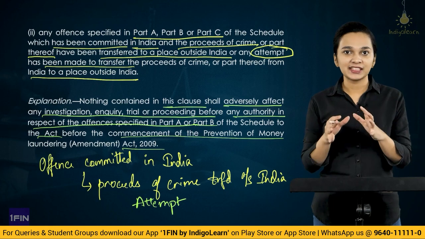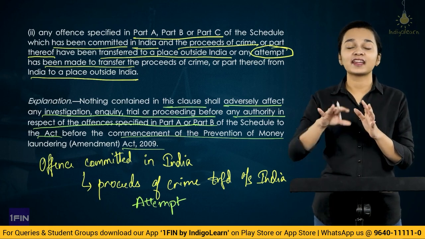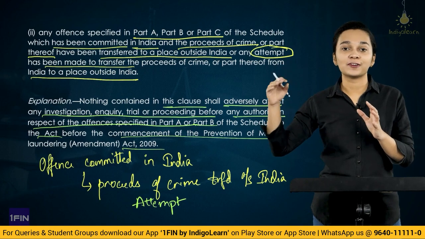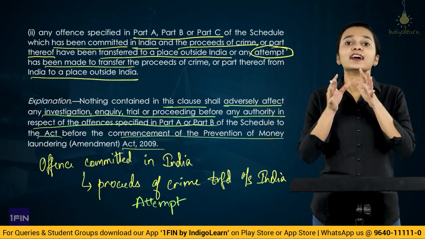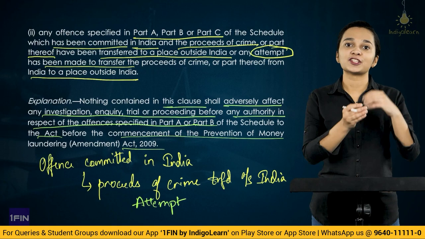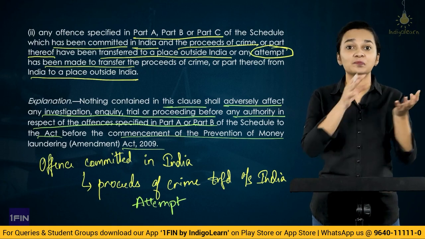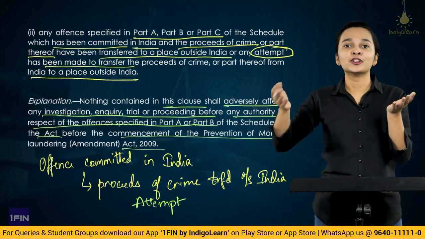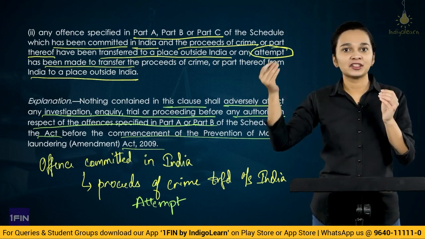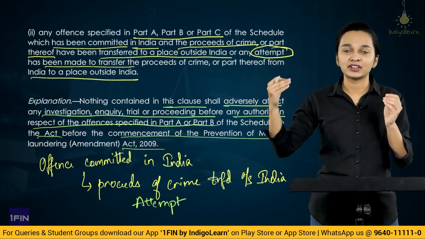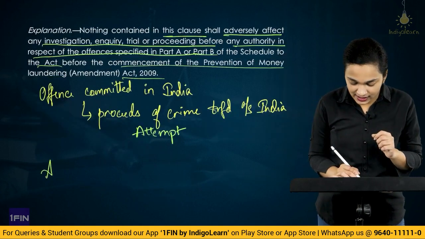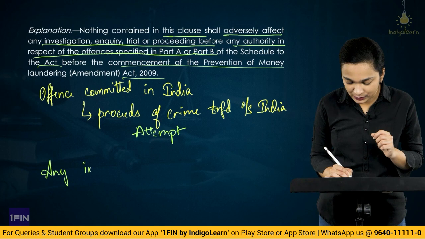So this explanation basically says that if an investigation is going on with respect to that person under any offence of Part A or Part B, then just because an offence of cross-border implication has been done, this should not bring a halt to or interrupt the investigation which is already going on. So the explanation basically says that any investigation shall continue.